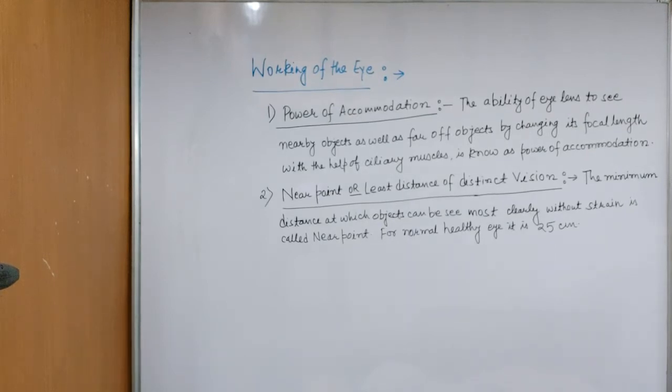So write these lines. The minimum distance at which an object can be seen most clearly or most distinctly without strain is called near point, and for a normal healthy eye this distance is 25 centimeter.